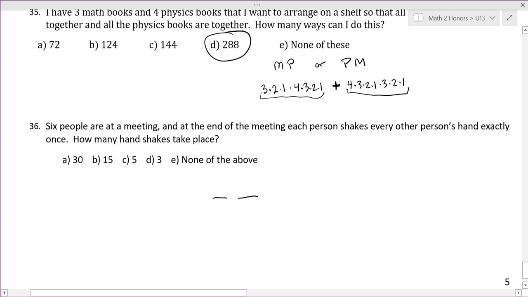Pick 2 people, and there's 6 people total. So if I want 2 of those people to shake hands, I have 6 options for the first person, and I have 5 options for the second person. But it doesn't matter who I picked first and who I picked second. Say I picked Joe first and Sarah second. That'd be the same handshake as if I picked Sarah first and Joe second. So I need to divide by 2 factorial. It's a combination. So we had 30 over 2, which is 15 different handshakes.